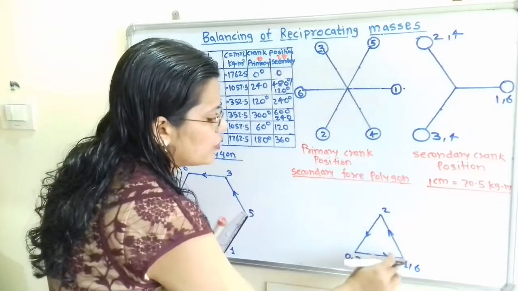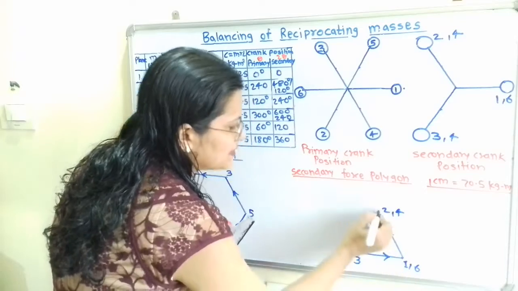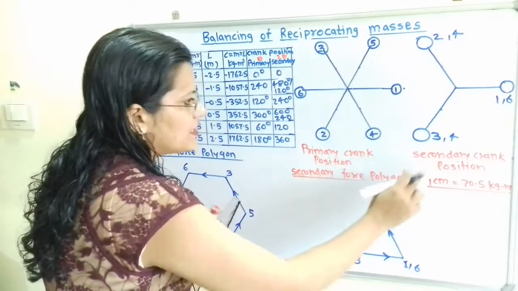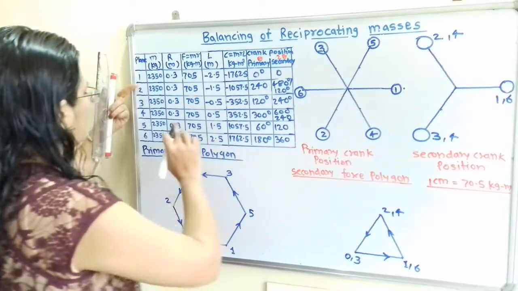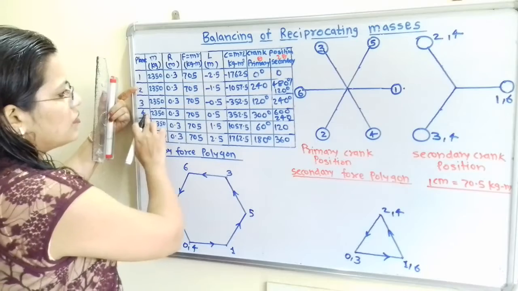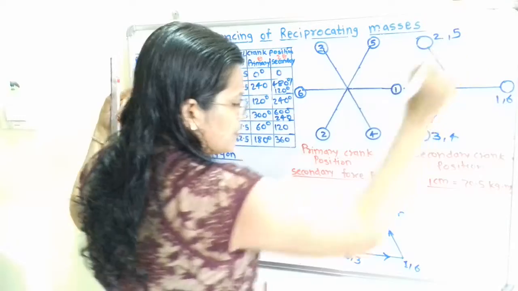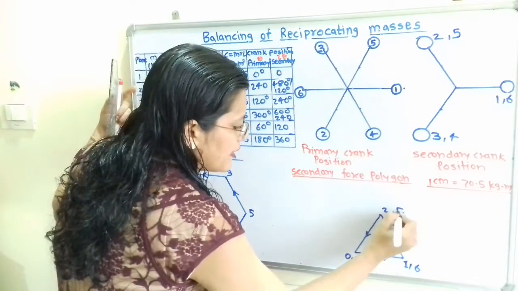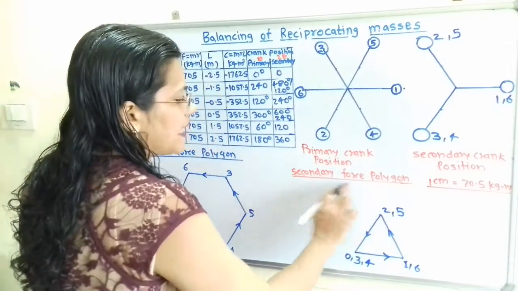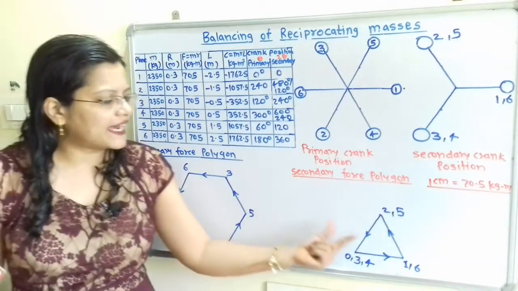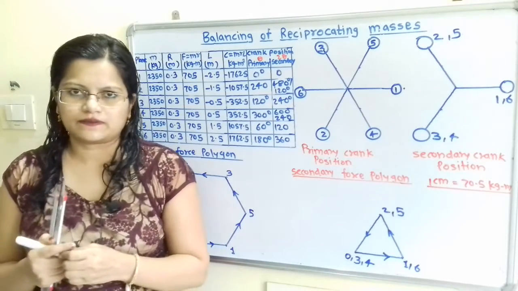Next point is 4. So from this 6 again we have to draw one line for 4, that is the same line, and then after 4 it is 5. So here will be 5. So we have to show here 5, and then 3 and 4. So here this is the secondary force polygon, and that is also closed. That means there is no unbalanced force.